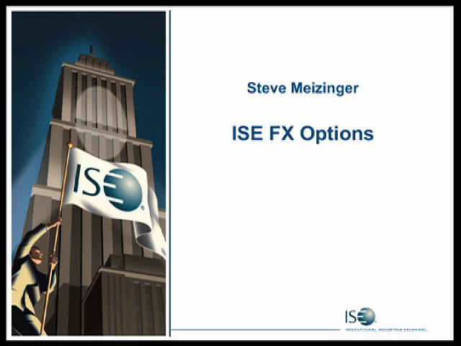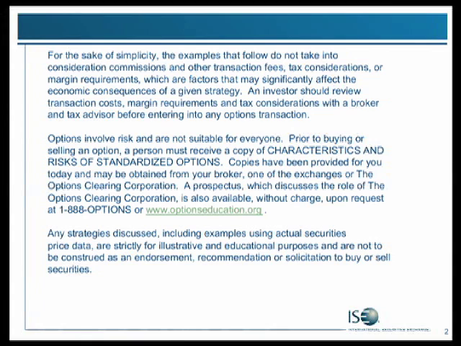A lot happening today. As I said, big mover today, Australian dollar taking it on the chin. The U.S. dollar is weak against the Swiss franc and the Japanese yen. If you have a different view of all that, you should look at the ISE FX option symbols and trade the one that you feel most comfortable with.